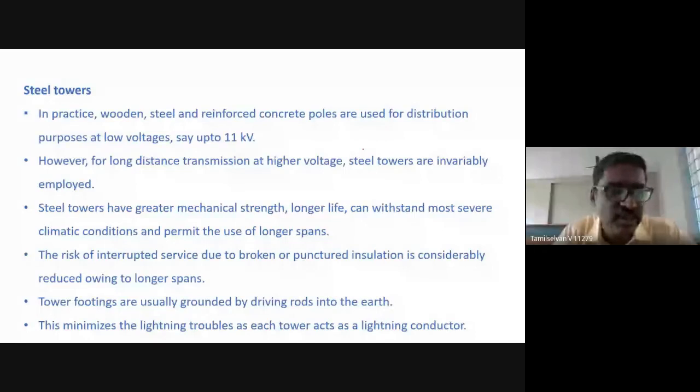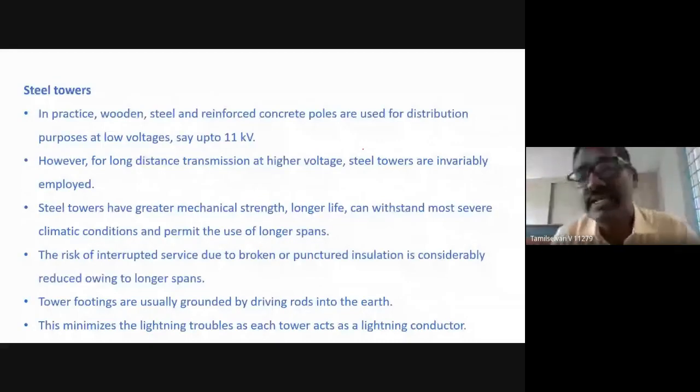Normally here, the steel towers will be grounded; the tower foot will be grounded by driving rods into the earth. This minimizes lightning troubles, as the tower acts as a lightning conductor. So remember this number: this will minimize the lightning troubles as the tower acts as a lightning conductor. It means the tower will absorb the lightning strokes.